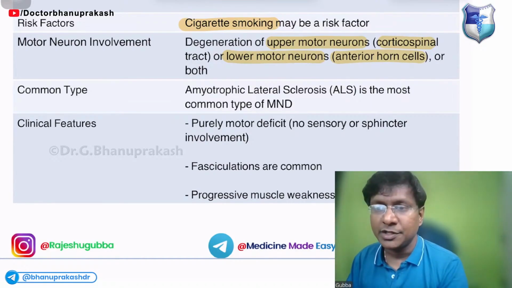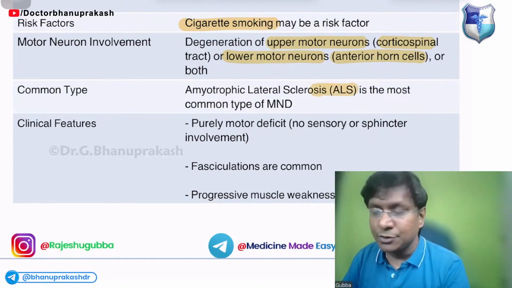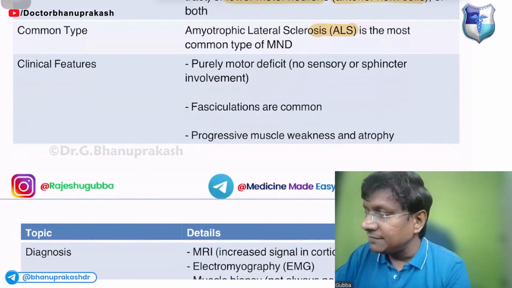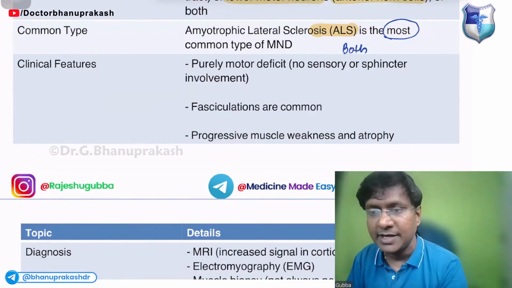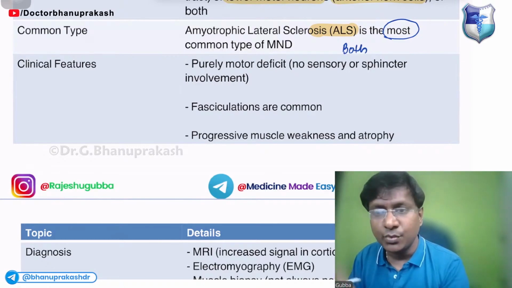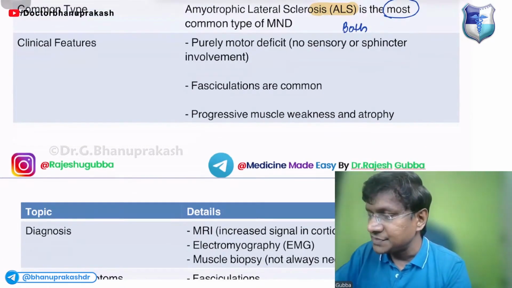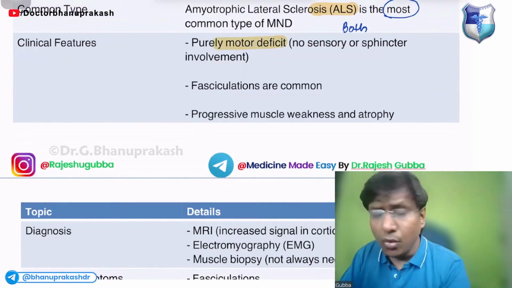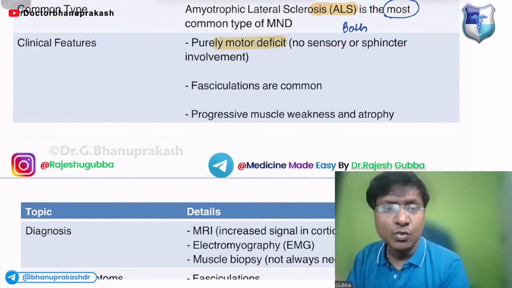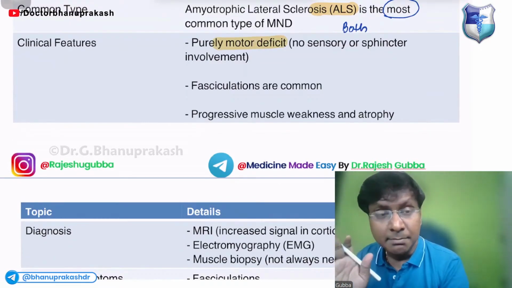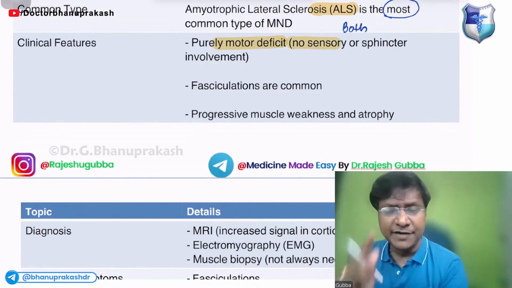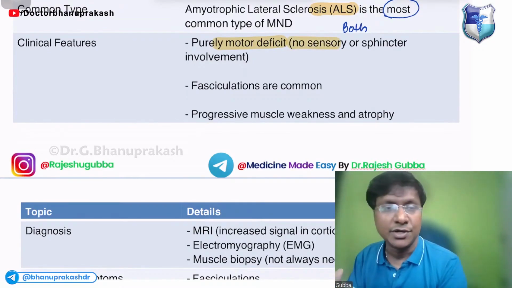And what are the types of motor neuron disease? Like we have amyotrophic lateral sclerosis, which is the most common type of motor neuron disease, where you have the involvement of both upper motor neuron and lower motor neuron. But there are some disorders where you have only pure motor deficit. I mean to say, in this motor neuron disease, you have only motor deficit. The sensory involvement will not be there in patients with the motor neuron disease or amyotrophic lateral sclerosis. So there is no sensory. If at all sensory is there, it is not motor neuron disease at all.